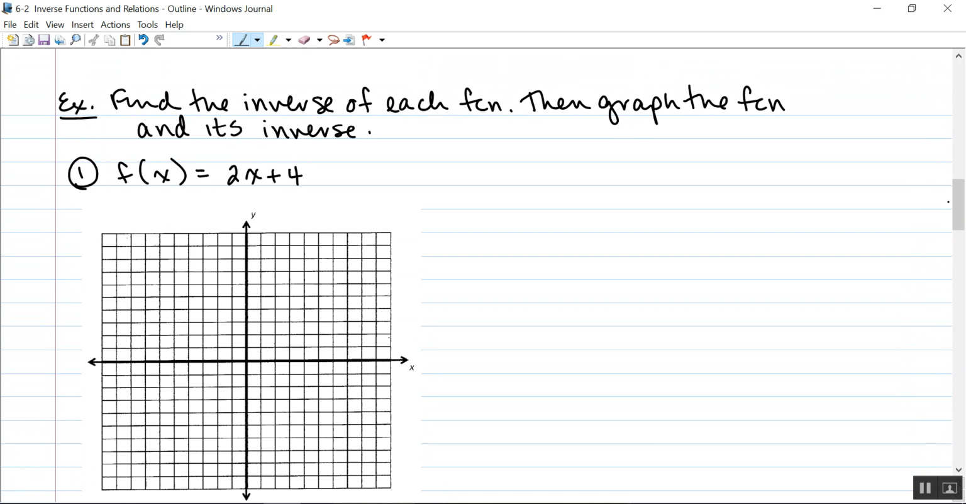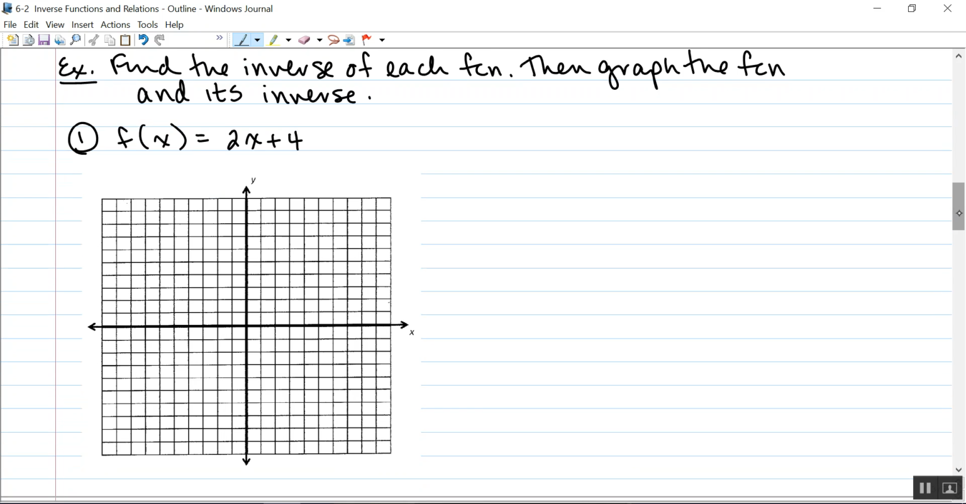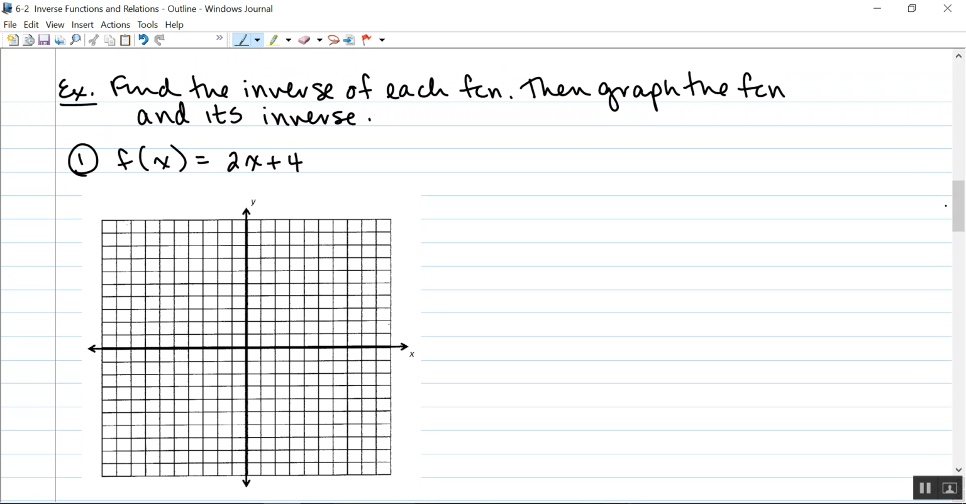So let's do a couple examples here. Let's find the inverse of each function and then graph the function and its inverse. And you'll probably recall some of this from Algebra 1, how to find the inverse of a function. So we have f of x equals 2x plus 4, and that's obviously a linear function. It's going to be the graph of a line. So let's find its inverse.